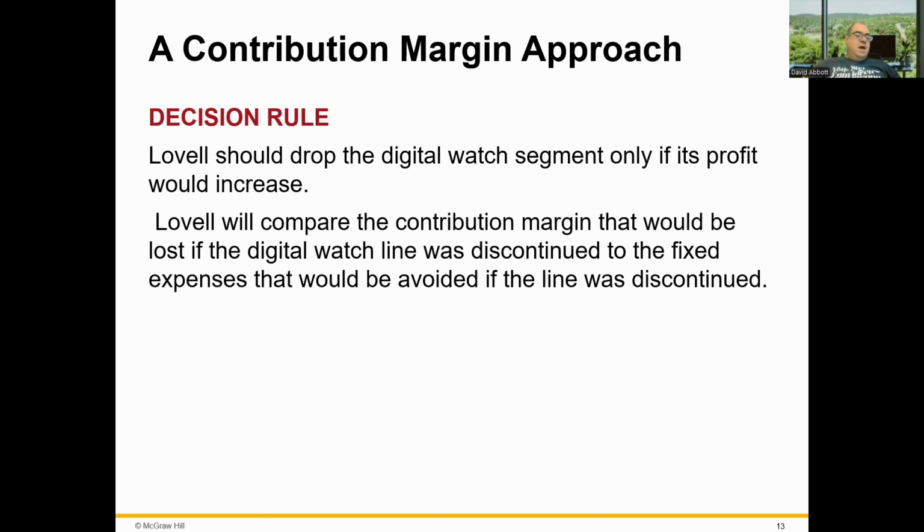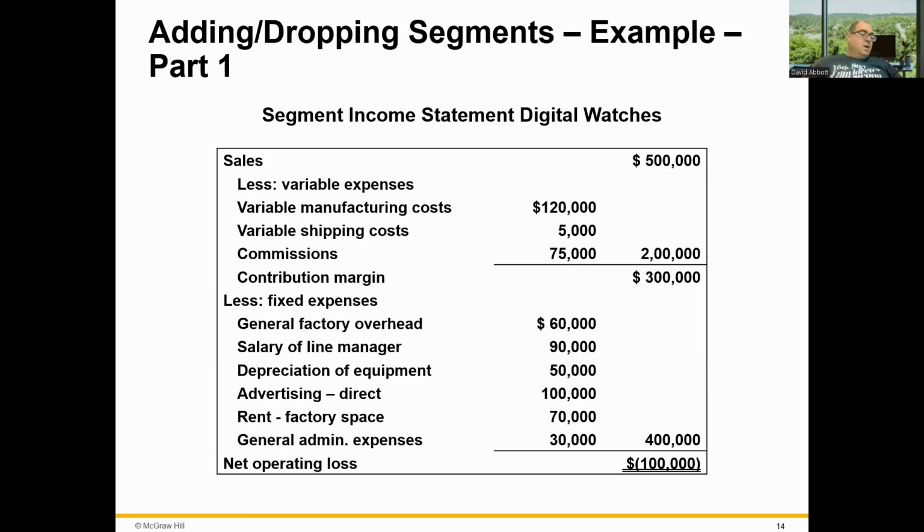The decision rule is that they should drop the digital watch segment only if by doing so its profits would increase. Lavelle will compare the contribution margin that would be lost if the digital watch line was discontinued to the fixed expenses that would be avoided if the line was discontinued. So assume a segmented income statement for the digital watch line is as shown. Also assume the following, which we'll go over in a minute. So we see here that they're running at a $100,000 net loss.